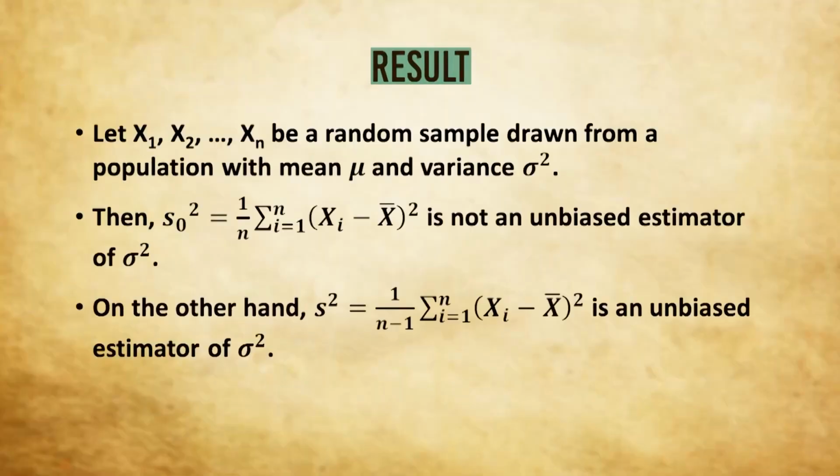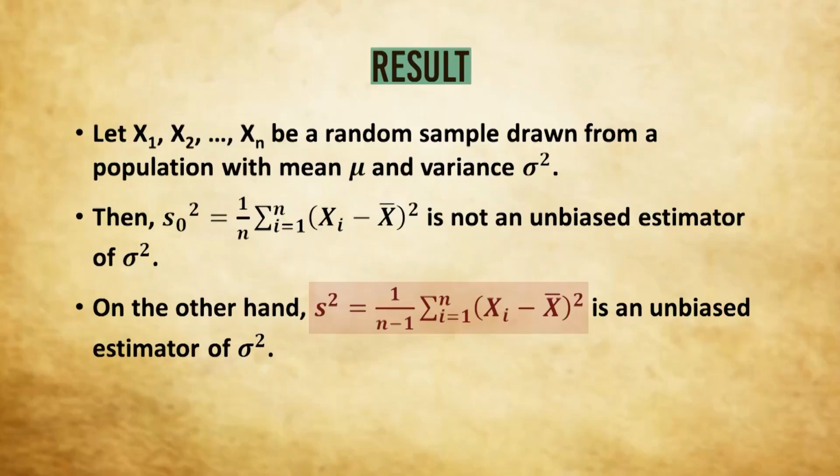Another very, very important result. x1, x2, ..., xn is a random sample from a population with mean mu and variance sigma square. Then s naught square, that is 1 by n summation (xi minus x bar) whole square, is not an unbiased estimator of sigma square. Earlier, you have learned the formula of variance as 1 by n summation (xi minus x bar) whole square. But this is not an unbiased estimator of sigma square. On the other hand, 1 by (n minus 1) summation (xi minus x bar) whole square, which we may denote by s square, can be shown to be an unbiased estimator of sigma square.